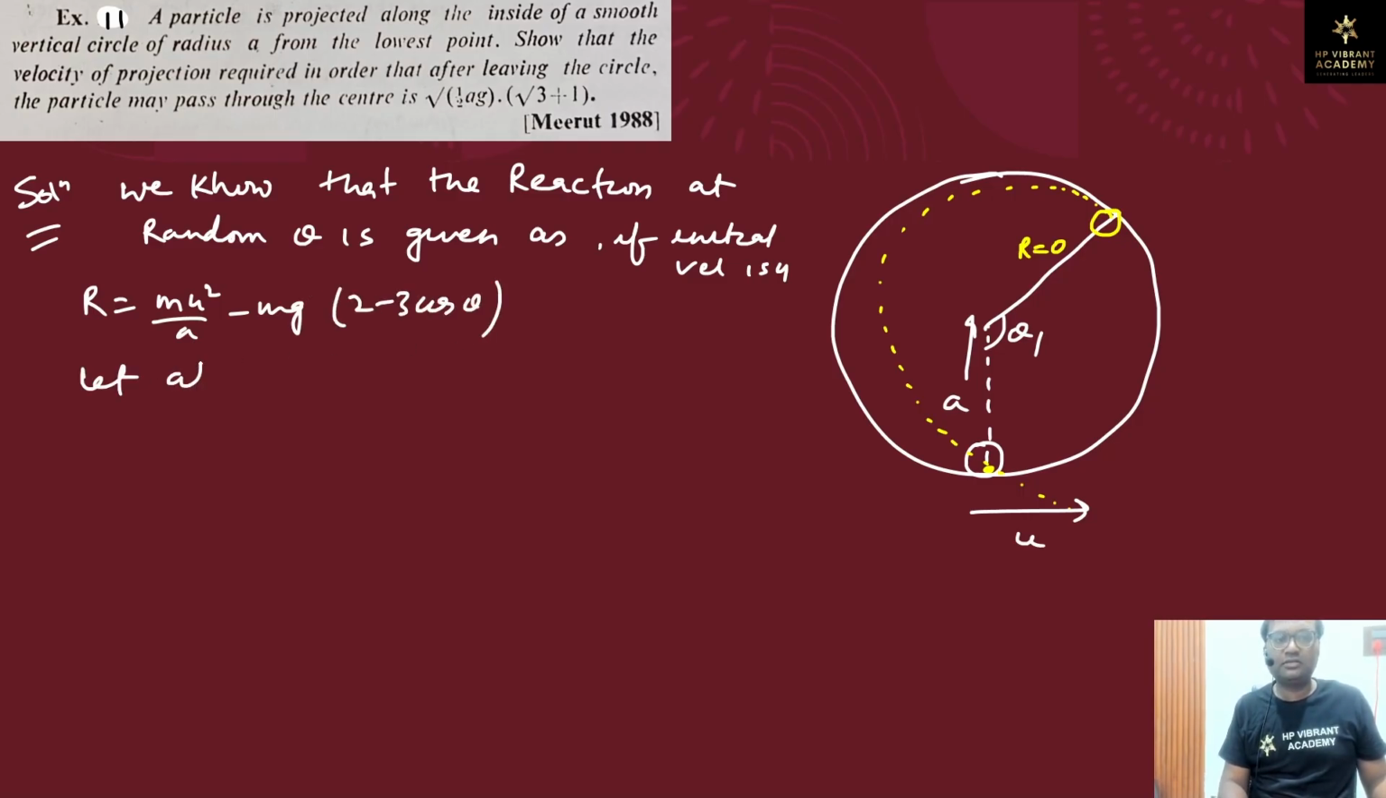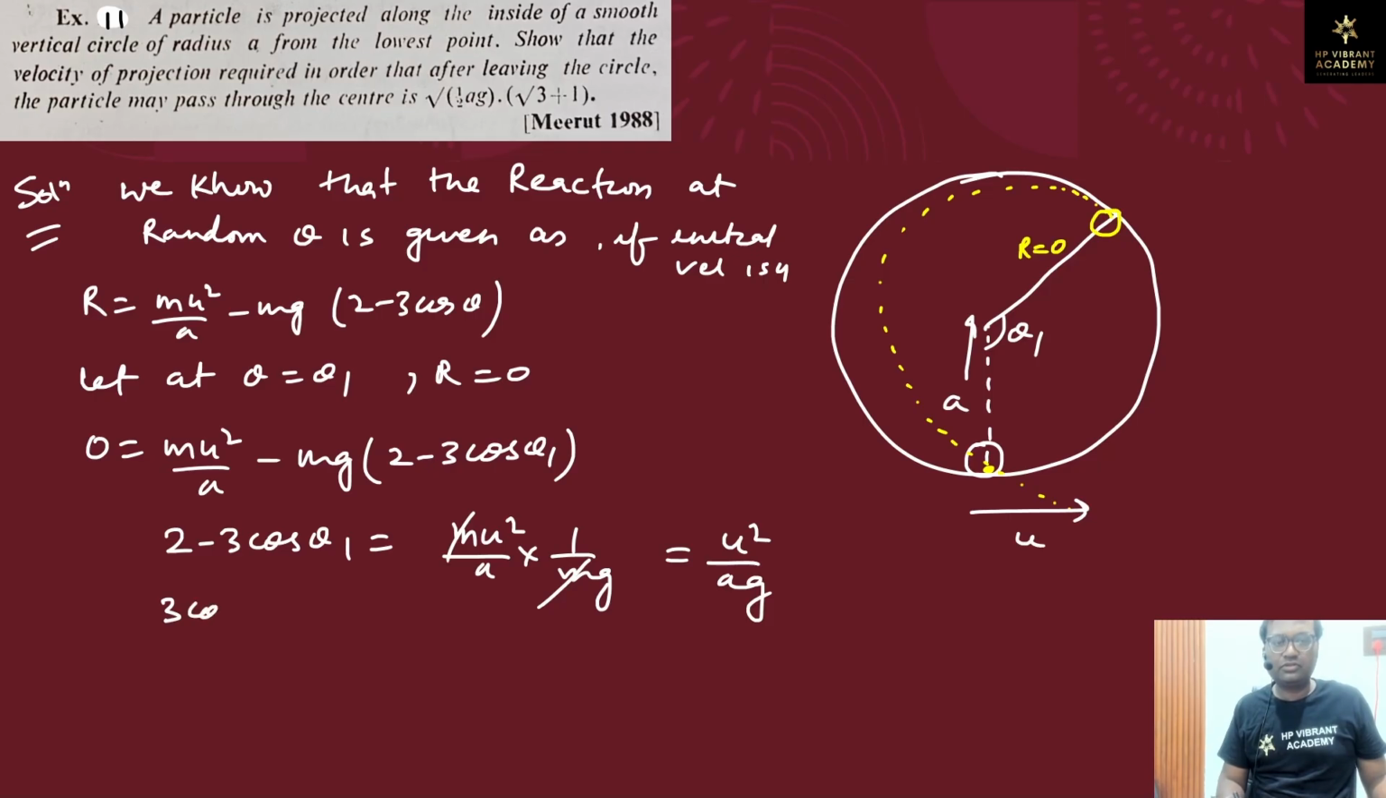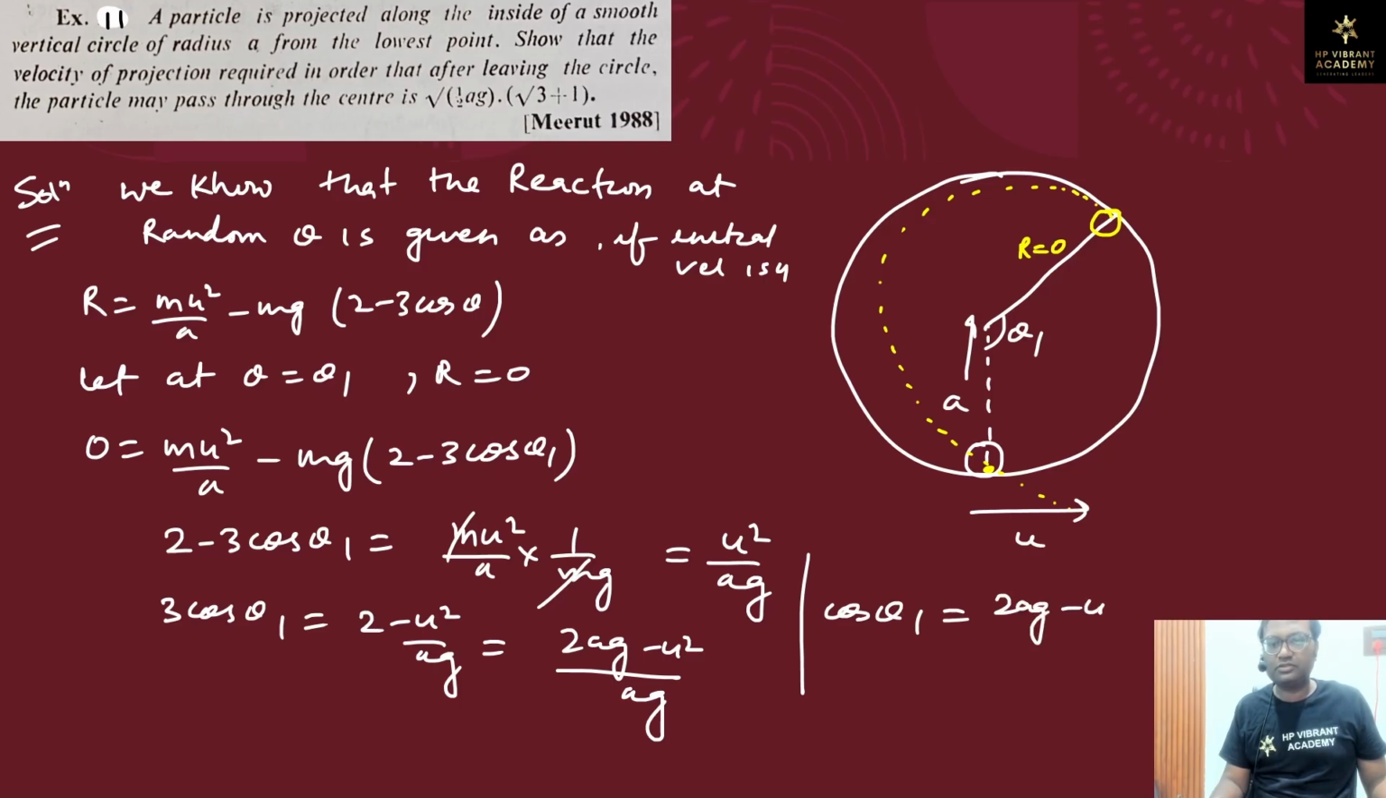So at theta is equal to theta 1, R is equal to 0. So we have 0 is equal to mu square upon a minus mg(2 minus 3 cos theta 1). So we have 2 minus 3 cos theta 1 is equal to u square upon ag. So 3 cos theta 1 is equal to 2 minus u square upon ag, which is equal to (2ag minus u square) upon ag. So cos theta 1 is equal to (2ag minus u square) upon 3ag. This is cos theta 1.